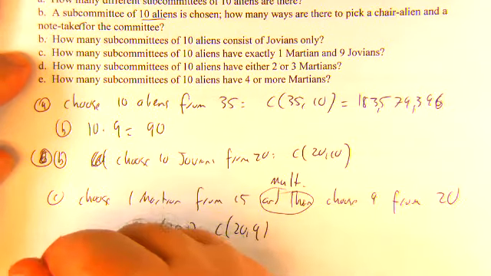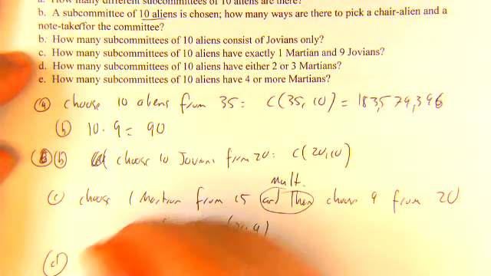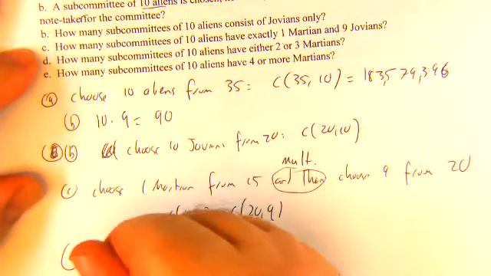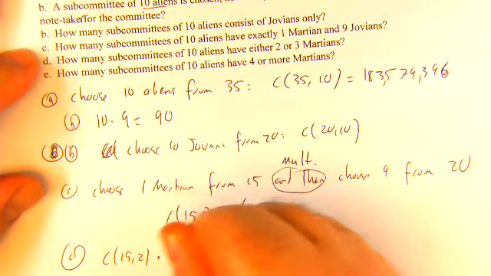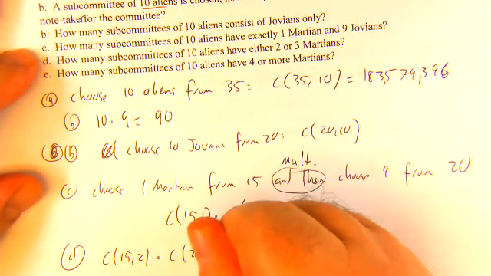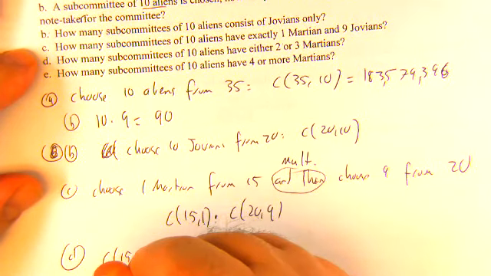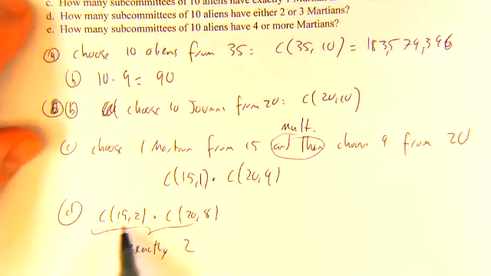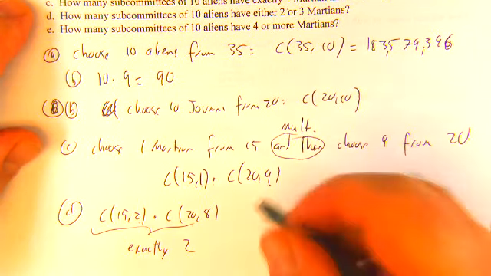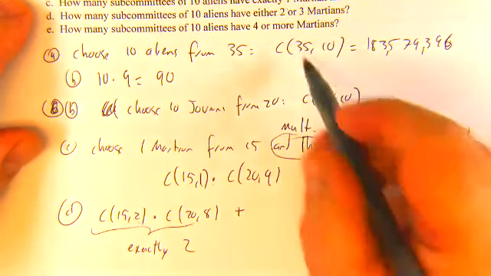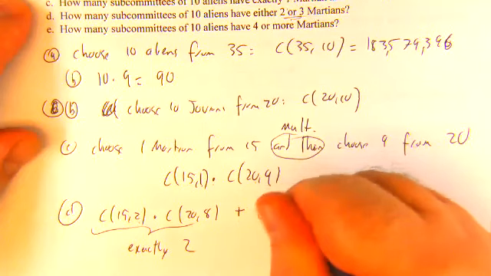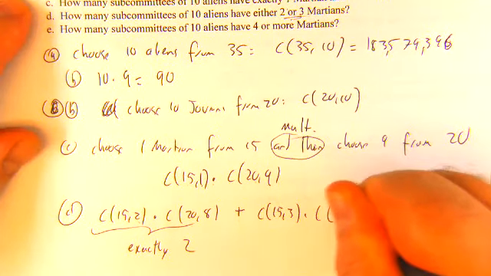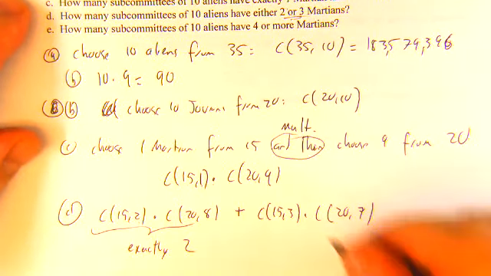Likewise, either 2 or 3 Martians, exactly 2. That's exactly 2: 2 out of 15, and then 8 out of 20. Note that 2 plus 8, that's my 10 people on the committee, 8 Jovians, 2 Martians, or as a plus, right? That's the addition principle. C(15,3) times C(20,7). That's exactly 3.